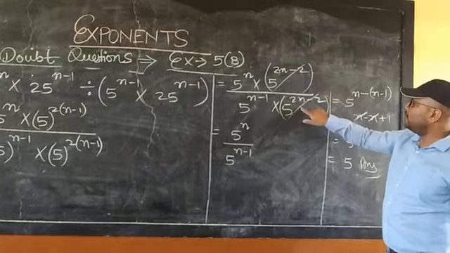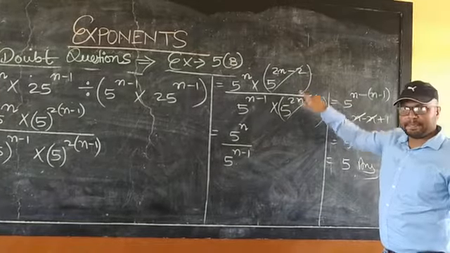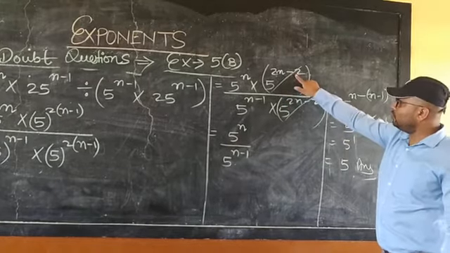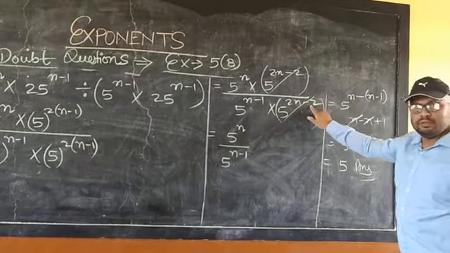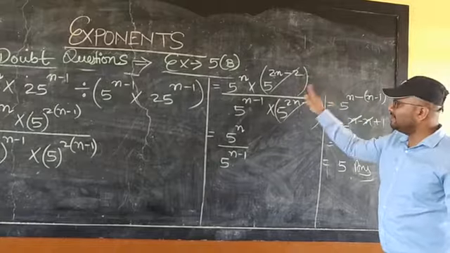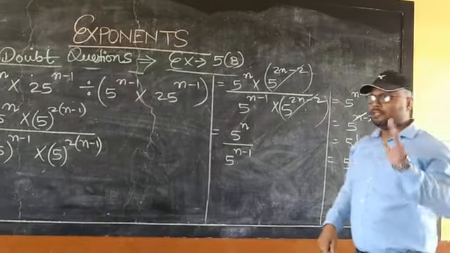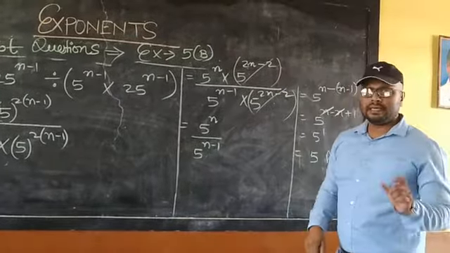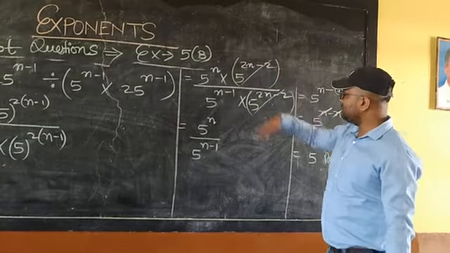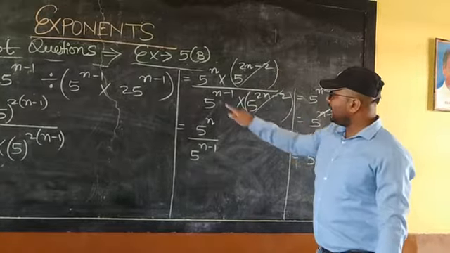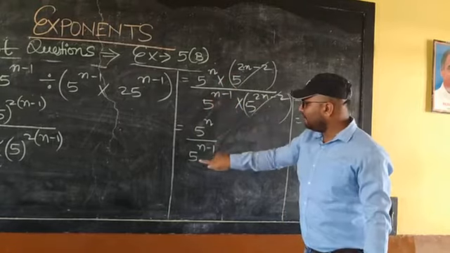Similarly, in the denominator also we are having these same terms: 5 to the power 2n minus 2, 5 to the power 2n minus 2. Equal terms are there, so they are cancelled out. You know that in the numerator and denominator, if equal terms are there, then they can be cancelled out. Okay, they are cancelled. Lastly, we are having 5 to the power n divided by 5 to the power n minus 1.